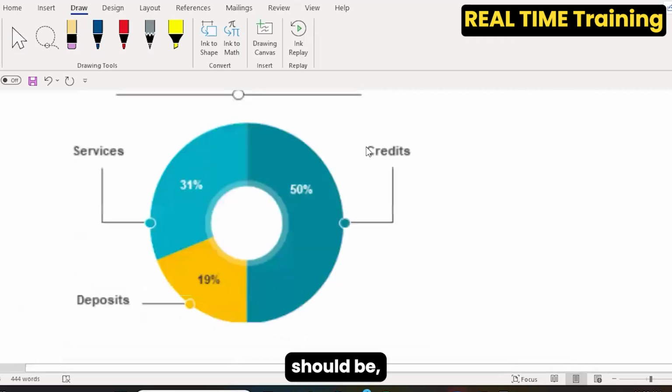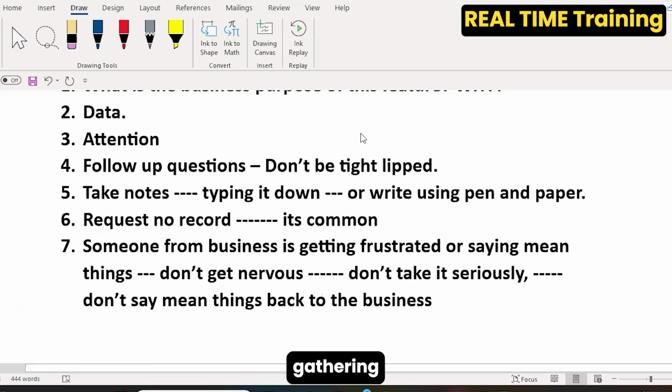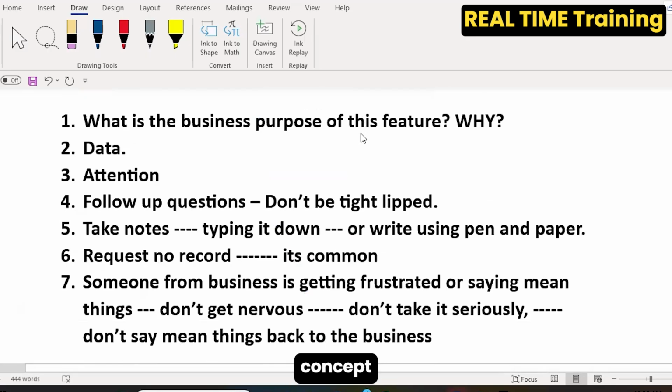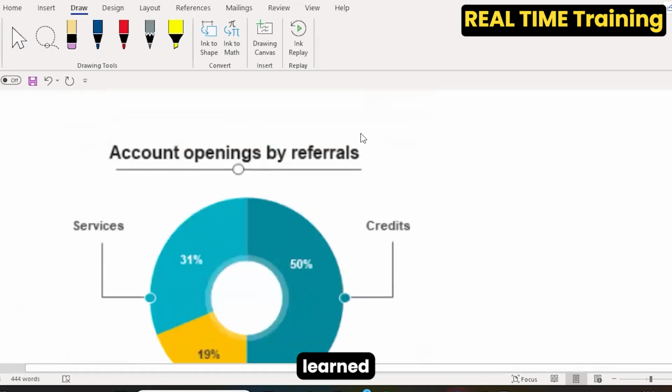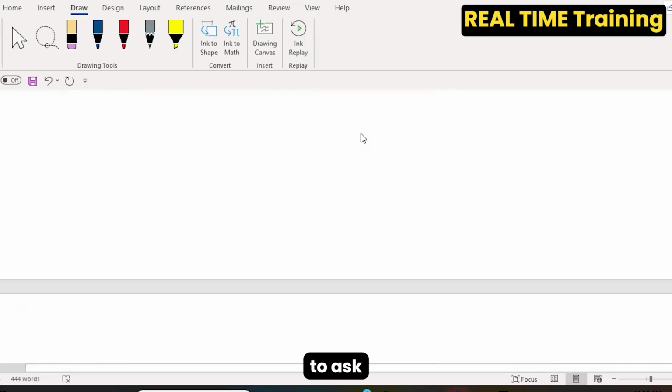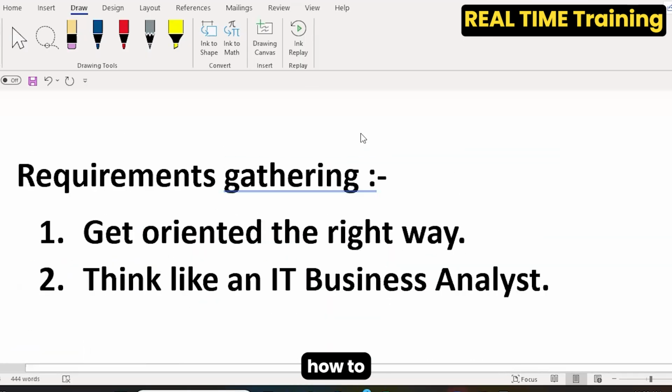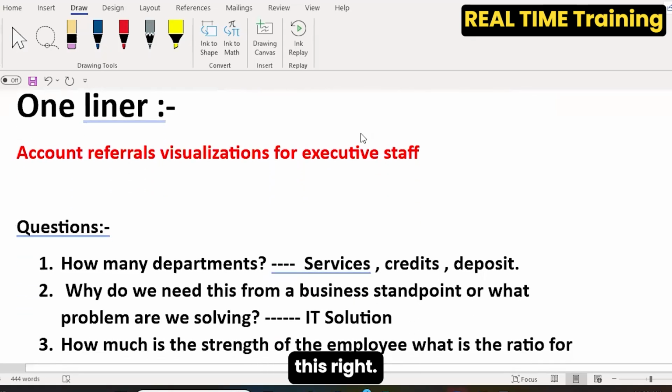So that is what you should be focusing on during interviews. Do not talk about theory extensively. Now we've learned requirements gathering today, the real-time concept, a feature, how to ask questions, and how to think like a BA, how to be oriented the right way. When you go to the interview, I want you to talk about this 65% of the time.